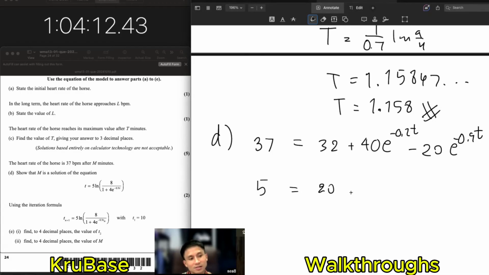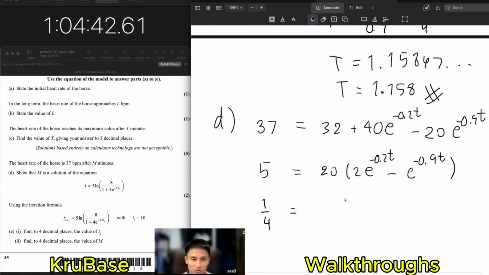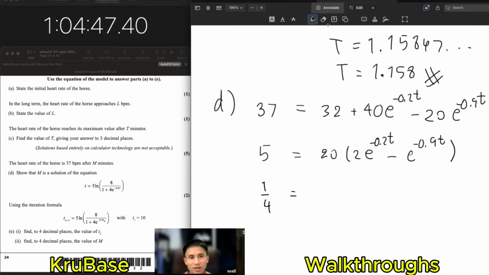So, bring 20 out. I have 2e to the minus 0.2t minus e to the minus 0.9t, just bringing 20 out. And bringing 20 on the other side, I get 1 over 4 here. So what should I do with this, guys? Let me think about that a bit. Okay, this is what I'm going to do. After bringing 20 down to divide 5, I get a quarter here.